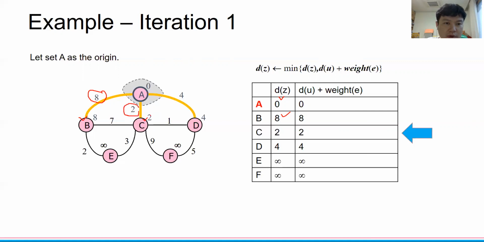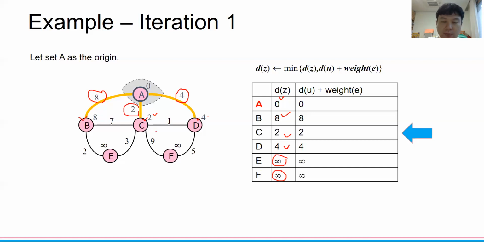Okay, because the weight is 2. And then if I go to D, I will have the value of 4. So here is 4, 2 and 4. Now what about E and F? We put the original value as infinite, because we still have not explored the node, and we have not explored the edge.